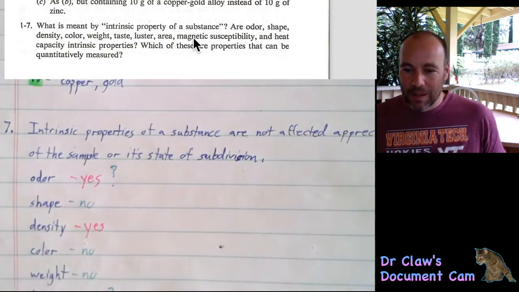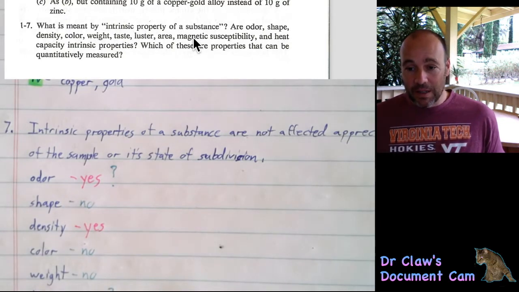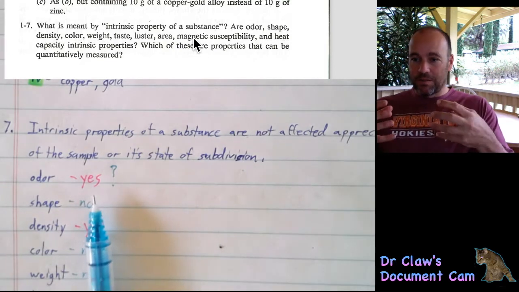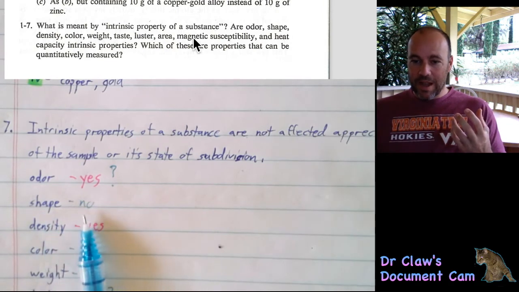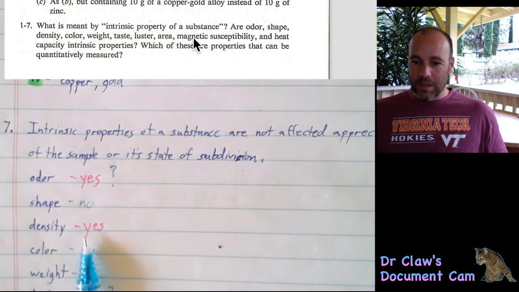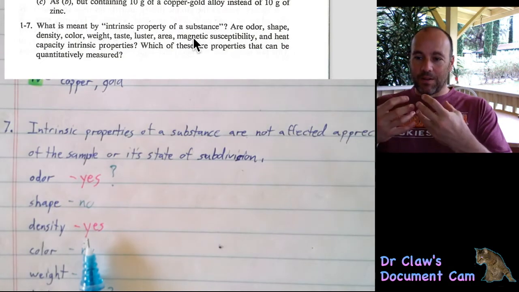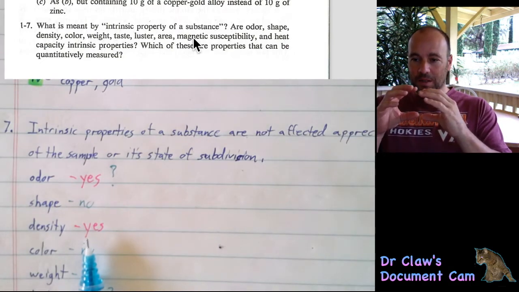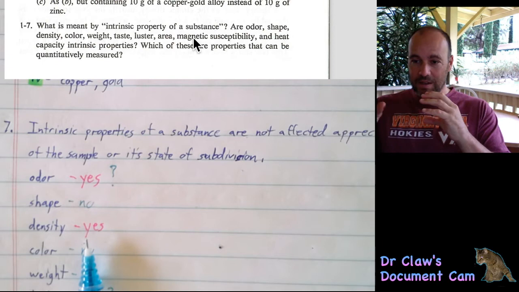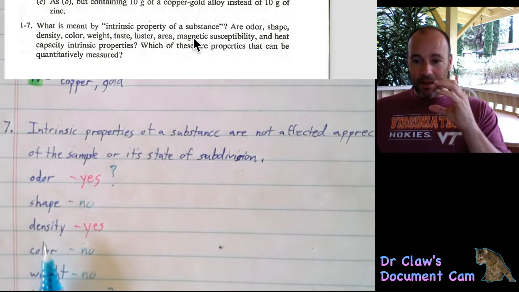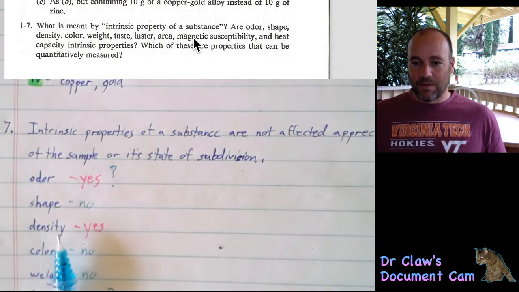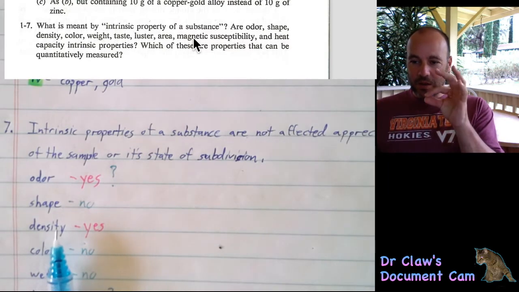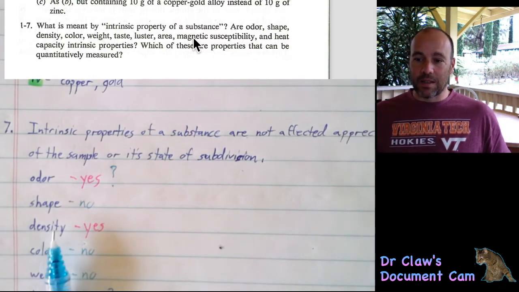But the shape definitely depends on how much substance you have. You cut a substance in half, it's a different shape. So that is not an intrinsic property. The density is an intrinsic property. You have a substance that has a certain density. You cut it in half, it still has the same density. Density is independent of the amount of material you have, or its state of subdivision. If you cut it up, each one of those tiny little morsels would have the same density as the overall thing.